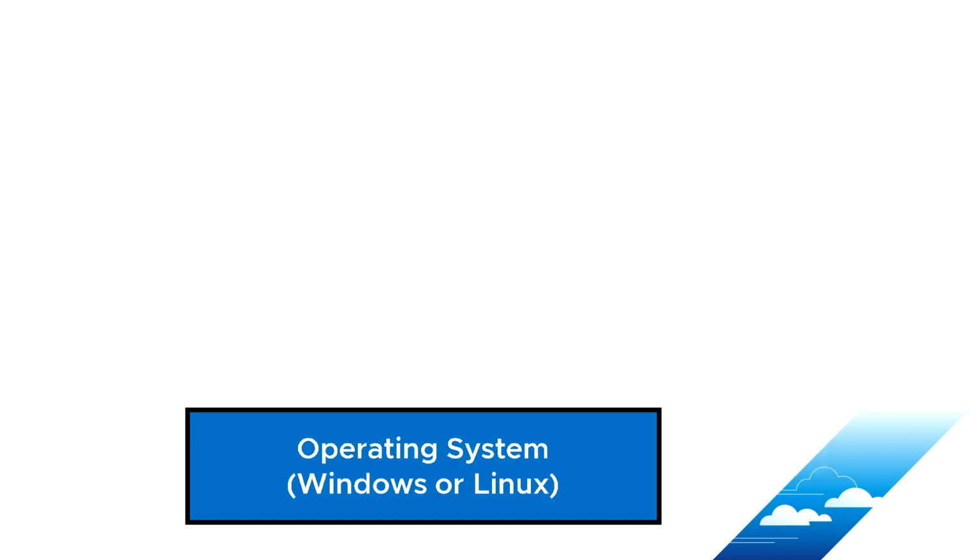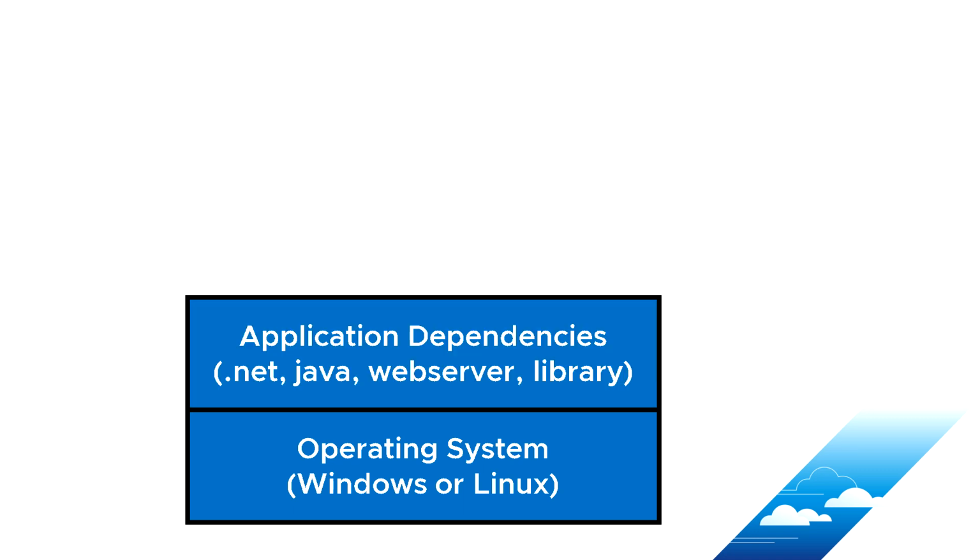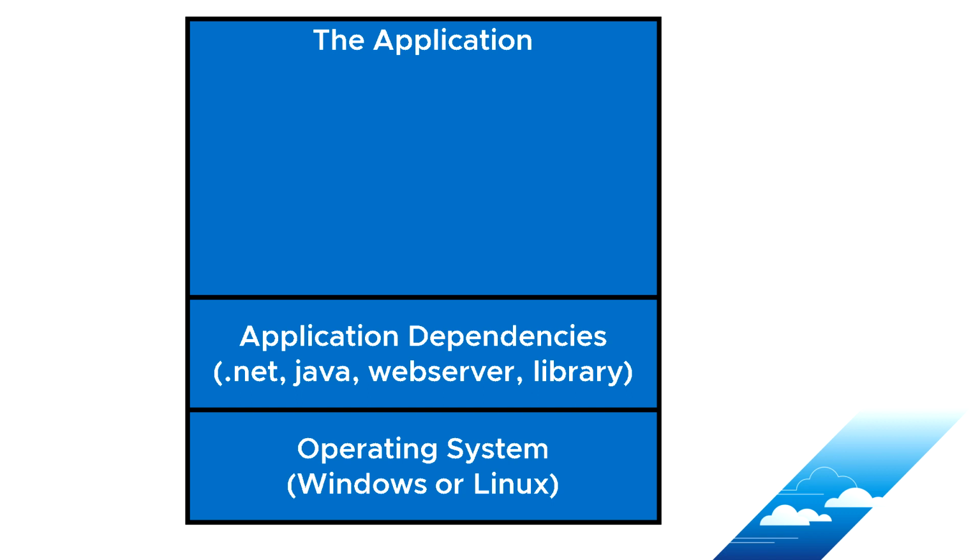If we go back to the application, and we just go into a bit more detail, so we've got the operating system, the dependencies, and the application. If we were to look a little bit deeper into that application, we would probably find that inside there's individual pieces of code that perform specific functions.